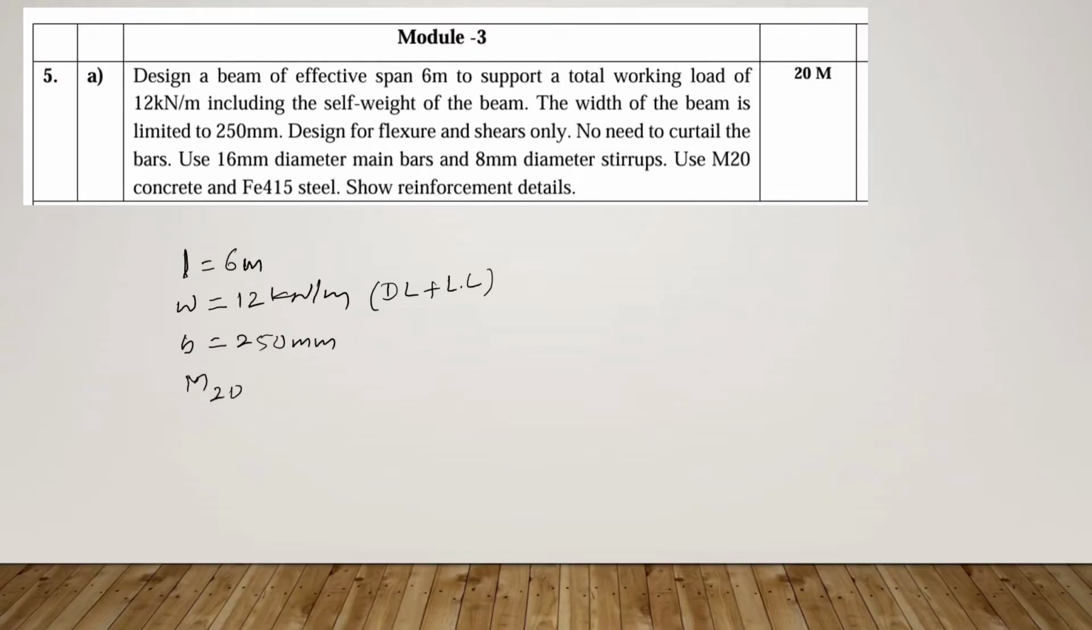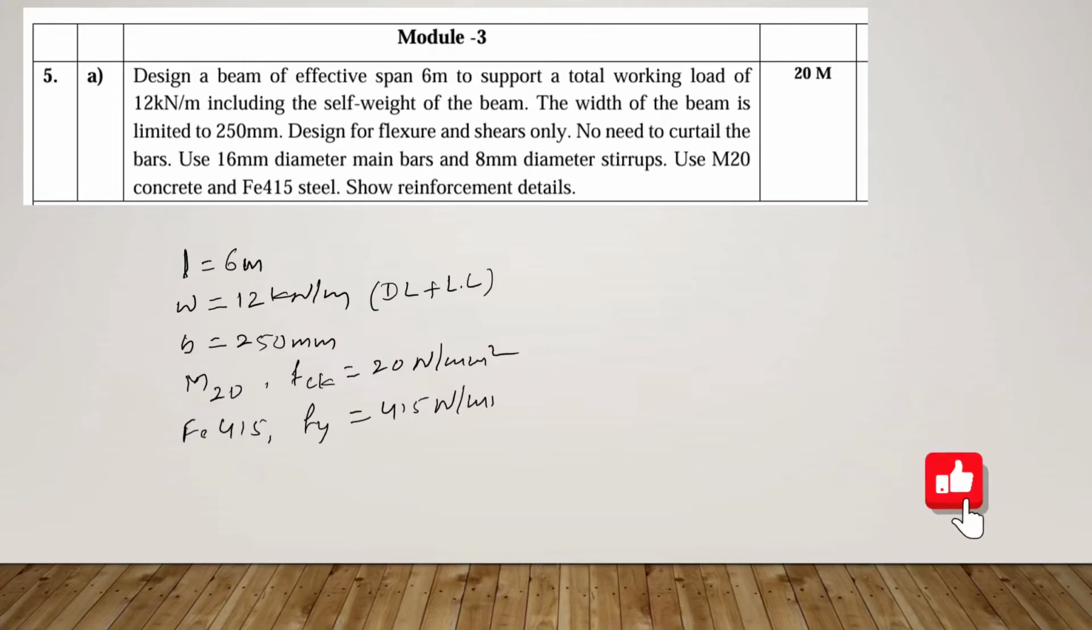M20 grade, therefore fck is equal to 20 Newton per mm square, and Fe 415, therefore fy is equal to 415 Newton per mm square.